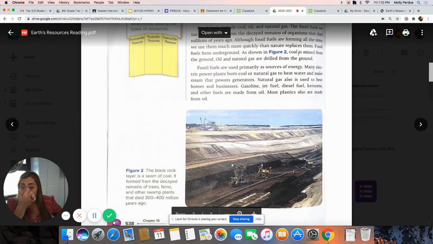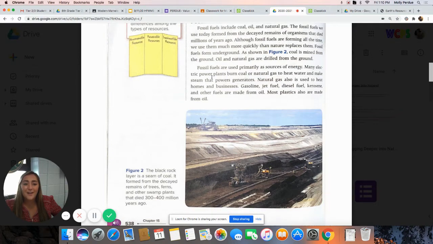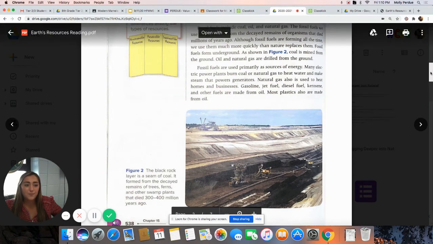Coal is mined from the ground. Oil and natural gas are drilled from the ground. Fossil fuels are used primarily as sources of energy. Many electric power plants burn coal or natural gas to heat water and make steam that powers generators. Natural gas also is used to heat homes and businesses. Gasoline, jet fuel, diesel fuel, kerosene, and other fuels are made from oil. Most plastics are also made from oil.